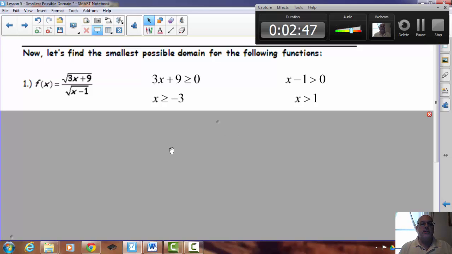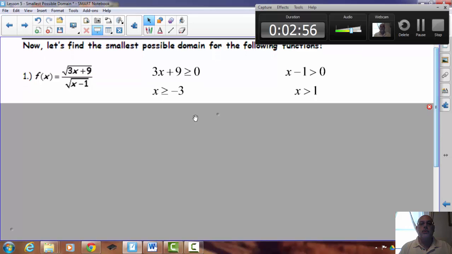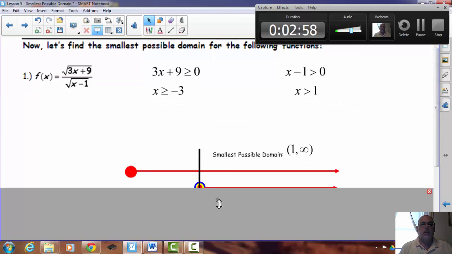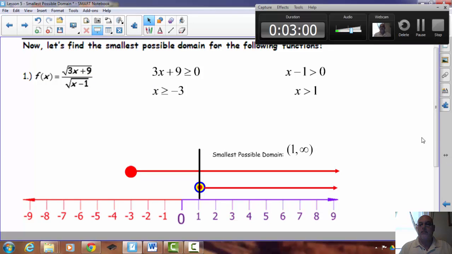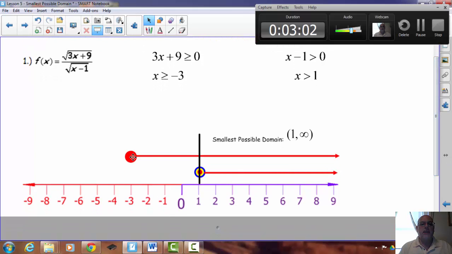So in this first instance, x is greater than or equal to -3. That will be a solid dot at -3. And x is greater than 1 would be an open circle at +1. So if we look at this, here's my solid dot at -3, arrow to the right. Here's my open circle at +1, arrow to the right.